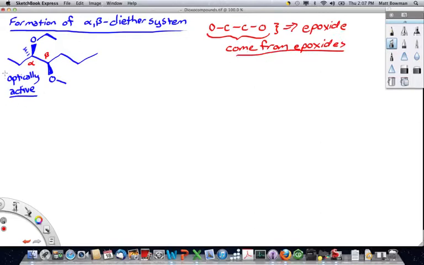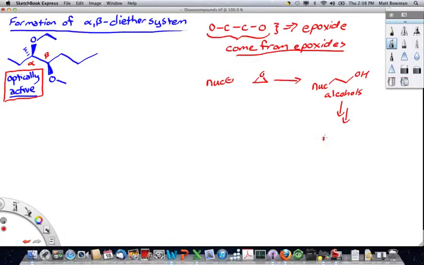Also, if you look at the molecule here, it's also optically active. That's another clue that this comes from an epoxide. Now, the immediate product of an epoxide, when you react a nucleophile with an epoxide, is you get an alcohol. And alcohols can be converted into ethers, which is what we have.